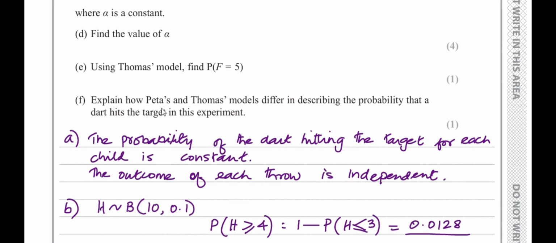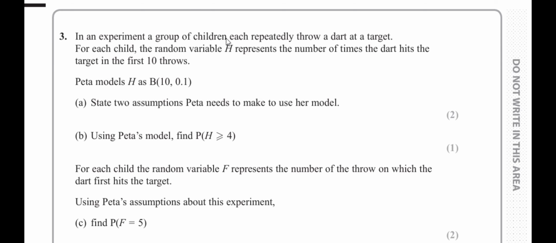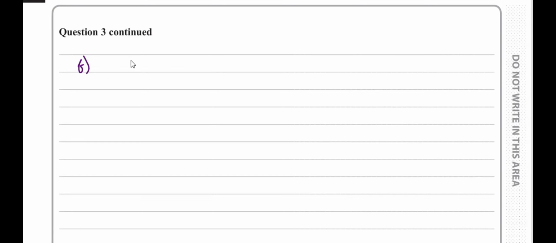Part F. Explain how Peter's and Thomas' models differ in describing the probability that a dart hits the target in this experiment. Peter had modeled the probability of hitting the target using a binomial distribution model, and therefore the probability was assumed to be constant. But as per Thomas' model, the probability of F equal to n is 0.01 plus (n minus 1) times alpha. This means, as per Thomas' model, the probability increases with each attempt.